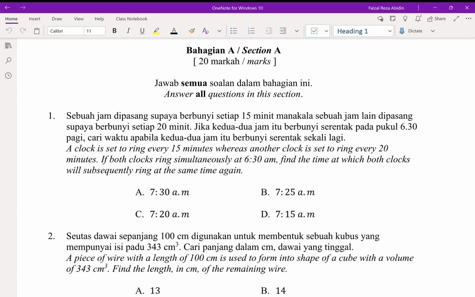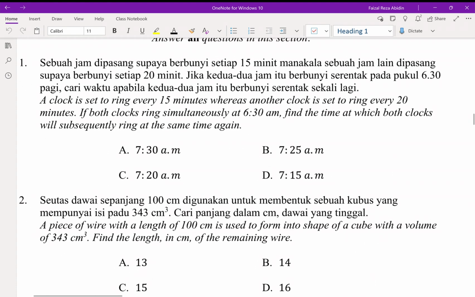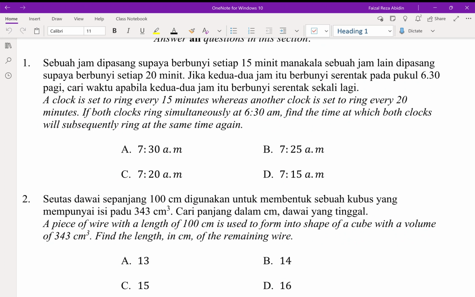Tak adalah. Okay, so we are going to look at the first question. A clock is set to ring every 15 minutes, whereas another clock is set to ring every 20 minutes. If both clocks ring simultaneously at 6:30 a.m., find the time at which both clocks will subsequently ring at the same time again. Okay, for this one, there are many ways to do the calculation.